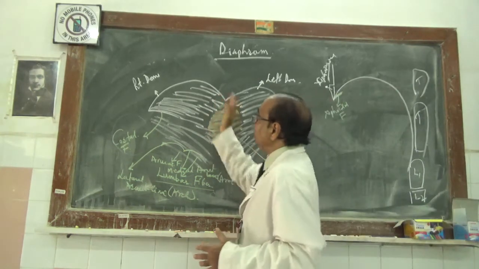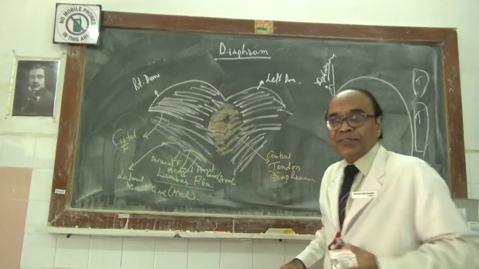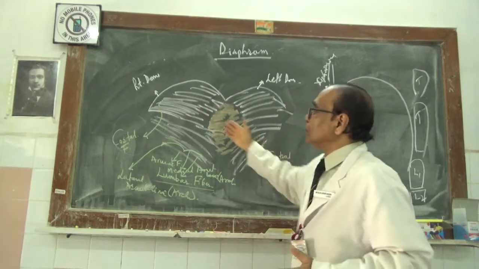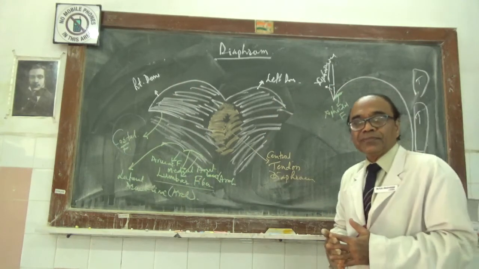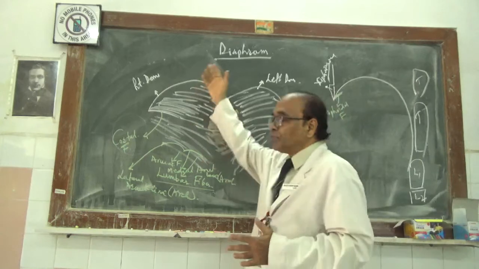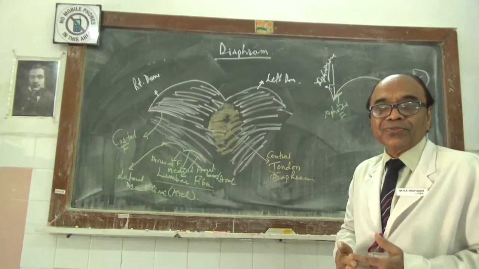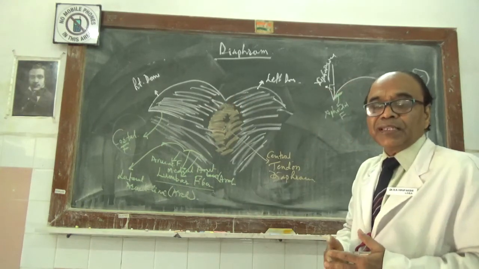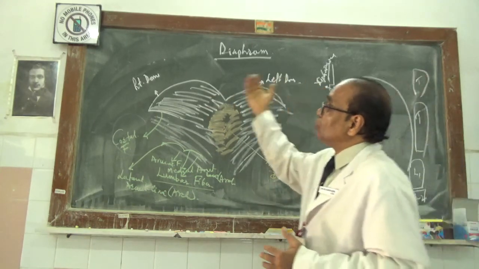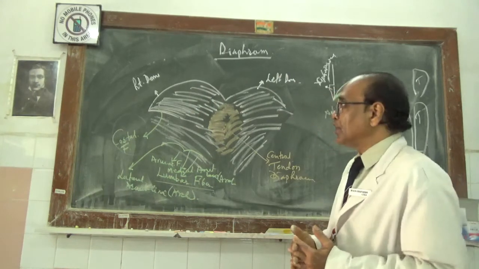Now this diaphragm has a right and a left part, so the right dome and the left dome. The right dome is a little higher than the left because of the liver. So this is how it will be. Now you have to go to the right dome of the diaphragm.